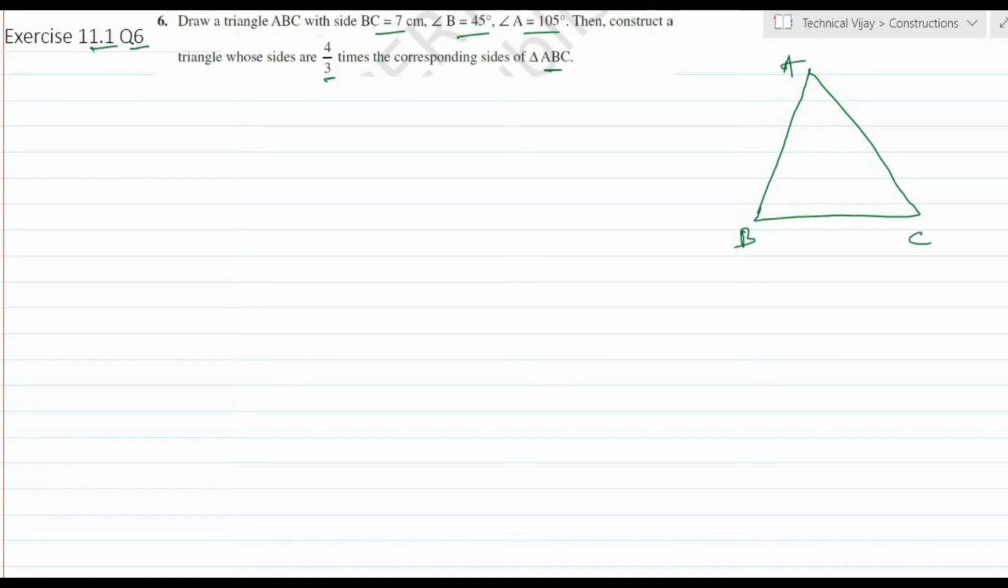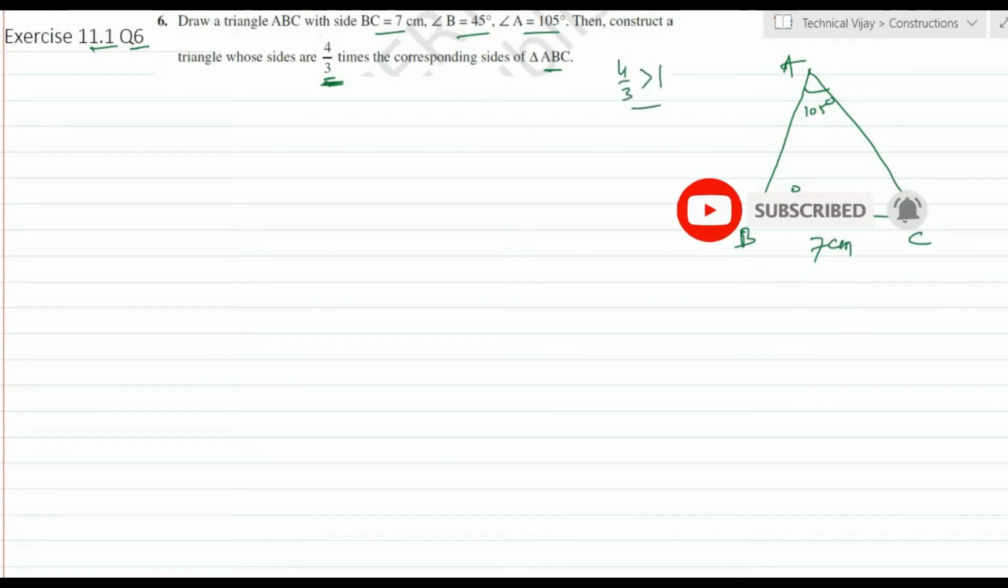So what has been given: BC is equal to 7 centimeters, angle B is equal to 45 degrees, and angle A is equal to 105 degrees. This angle he has not given. So after constructing this triangle, we have to construct one more similar triangle which is 4 by 3 times this one. So this 4 by 3 is greater than 1.